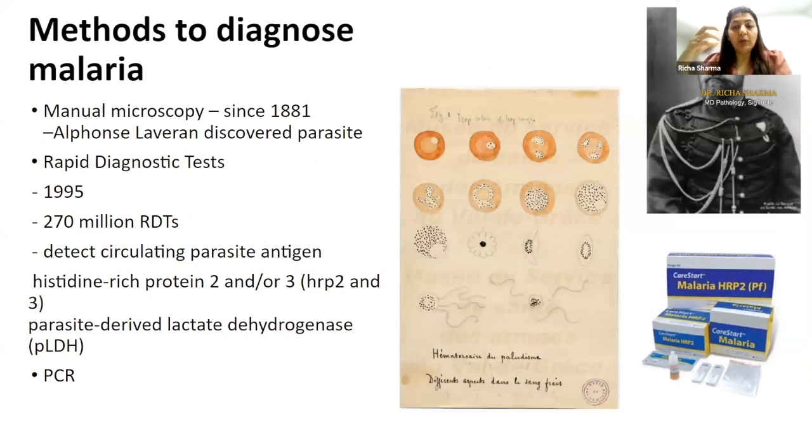So how do they function? They detect circulating parasite antigens, which are basically two important antigens, histidine-rich protein 2 and 3, and parasite-derived LDH. Using these antigens, we pick up malaria in the patient blood sample. They were so easy to use and so popular that WHO has given data of 270 million RDTs used annually all over the world. There are other methods as well, like molecular methods, but they are not as commonly used as these methods are.